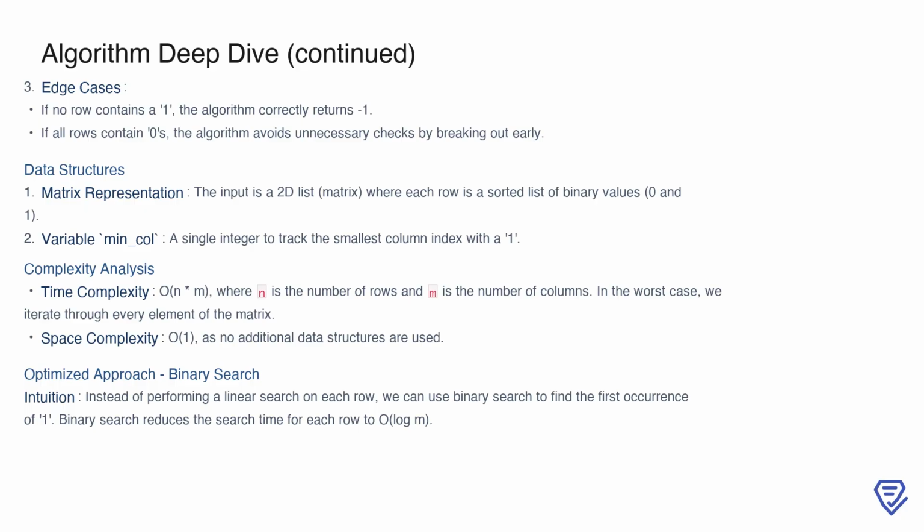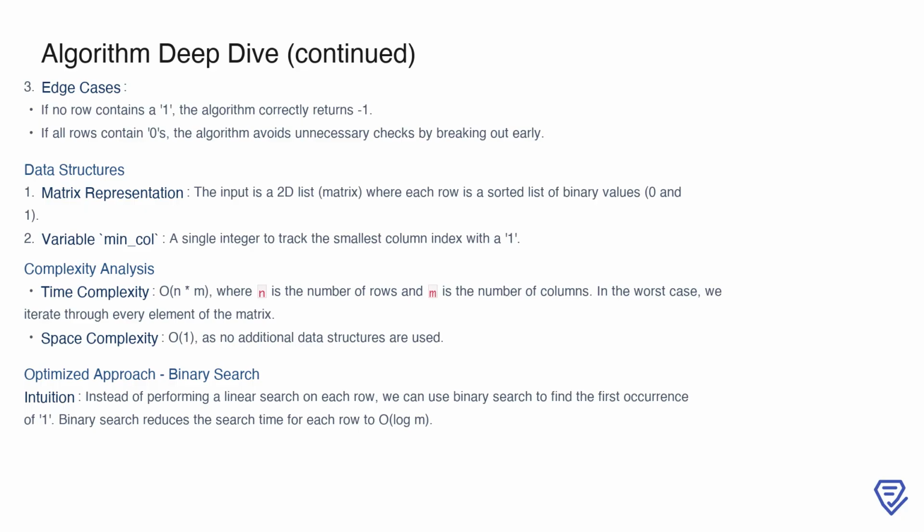If no row contains a 1, the algorithm correctly returns -1. Similarly, if all rows are filled with only zeros, the early stopping mechanism ensures we don't perform unnecessary checks. For data structures, the binary matrix is represented as a 2D list where each row contains sorted binary values of zeros and ones. The variable min_call is used to keep track of the smallest column index with a 1.